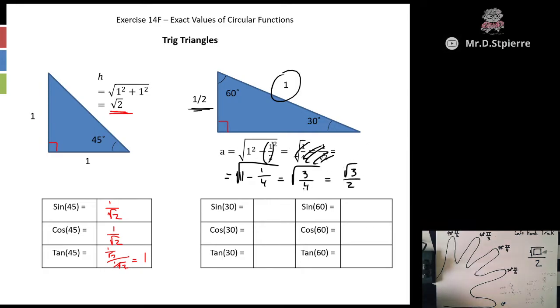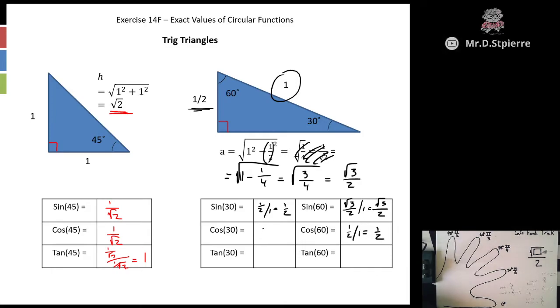Yeah, that's right. Okay, let's fix this up. Sine of 30, opposite over hypotenuse, 1 on 2 by 1 is equal to half. Sine of 60, opposite on hypotenuse, we get root 3 on 2 by 1, which is equal to root 3 on 2.